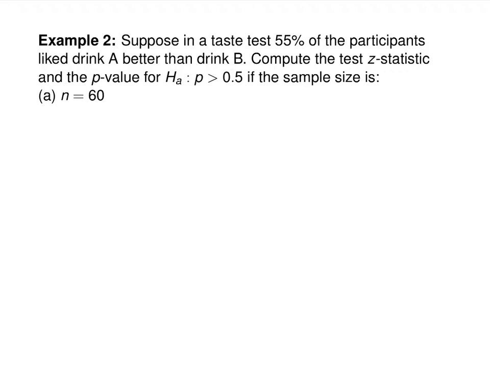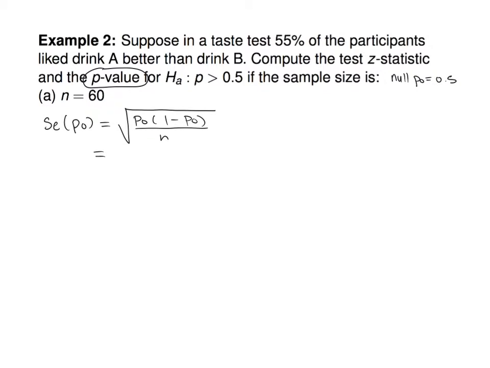So if n is 60, once again we're back in single proportion world. The standard error of p naught is root p naught times 1 minus p naught, over n. It does sound like peanut. Little peanut. In this case, what is your null value? 0.5.